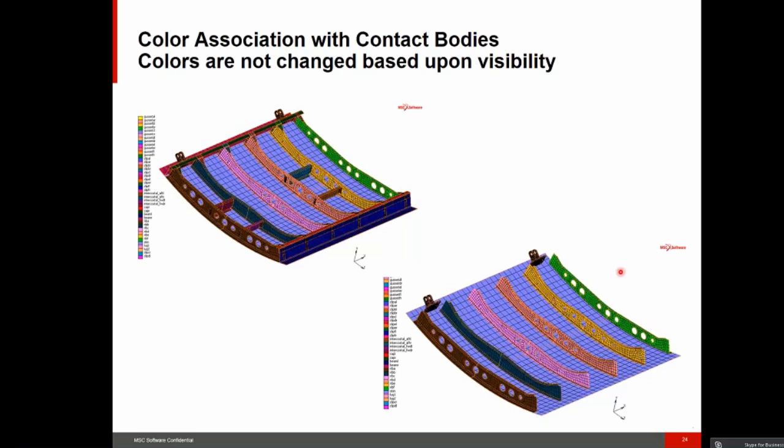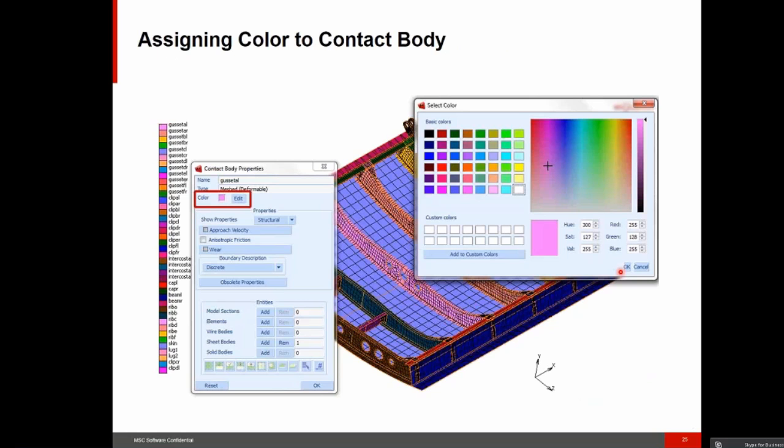Then when you do post-processing from the Marc post file, you get identical colors to what was in your original Mentat model. If you don't like the particular colors associated with Mentat, when you define your contact body properties, you can edit the color and change it to whatever suits you.